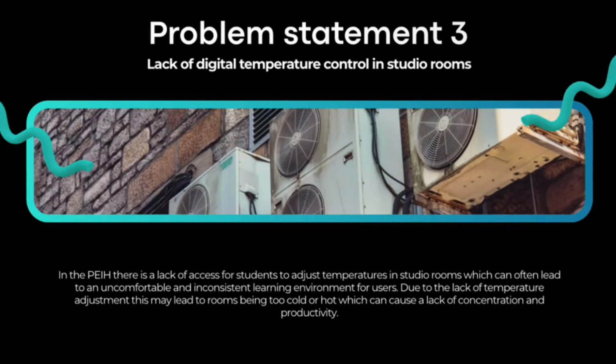Problem statement 3. Lack of digital temperature control in studio rooms. In the PIH, there is a lack of access for students to adjust temperatures in studio rooms, which can often lead to an uncomfortable and inconsistent learning environment for users. Due to the lack of temperature adjustment, this may lead to rooms being too cold or too hot, which can cause a lack of concentration and productivity.